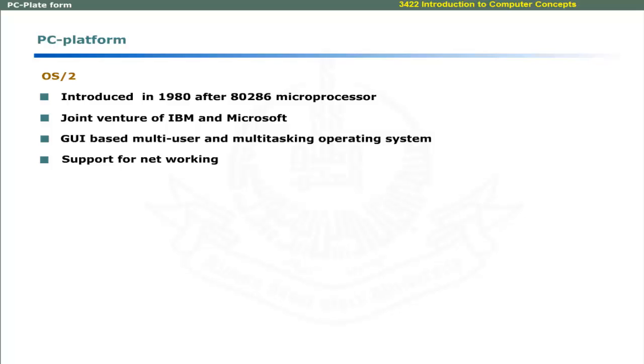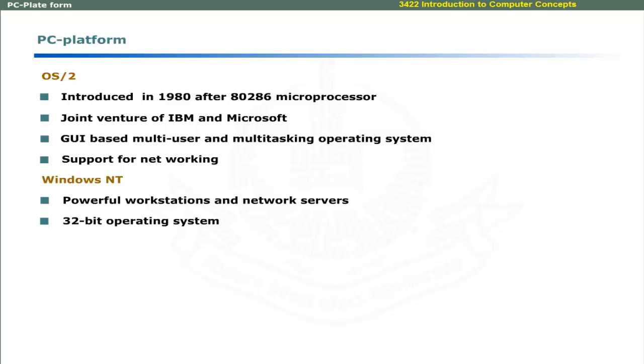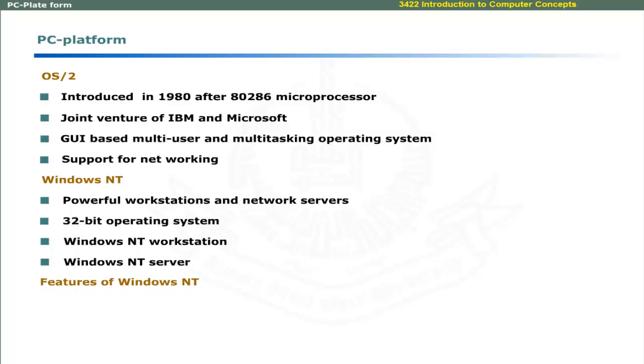In the early 90s, Microsoft released Windows NT for powerful workstations and network servers. It was a 32-bit operating system. Since network computers fall into two categories, Microsoft released two products that are Windows NT Workstation and Windows NT Server. The main features of Windows NT are: it runs on a large number of systems that use Intel, AMD, CISC or other RISC-based processors.